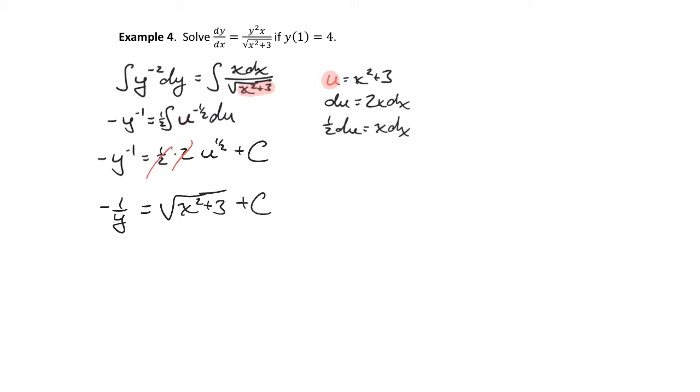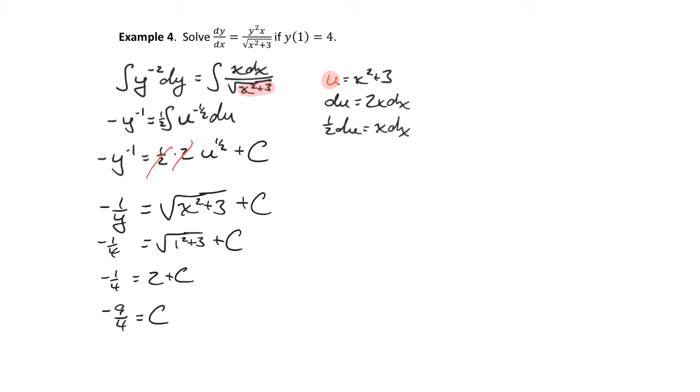Okay, so we know that y of 1 is equal to 4. So when x is 1, y is 4, we'll get negative 1/4. So we have negative 1/4 equals 2 plus c. Subtract 2, we end up with negative 9/4 equals c.